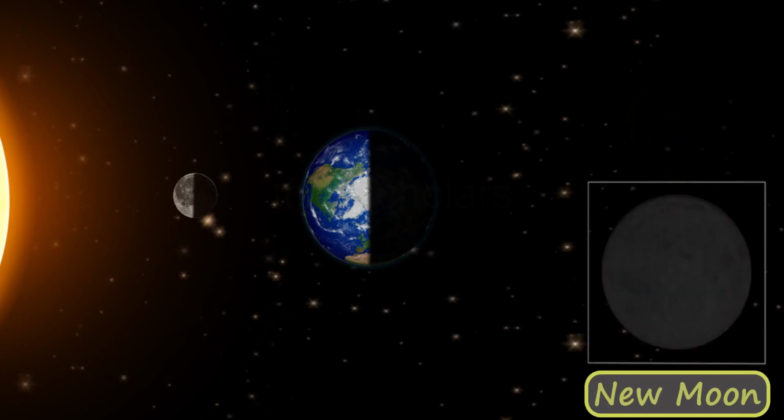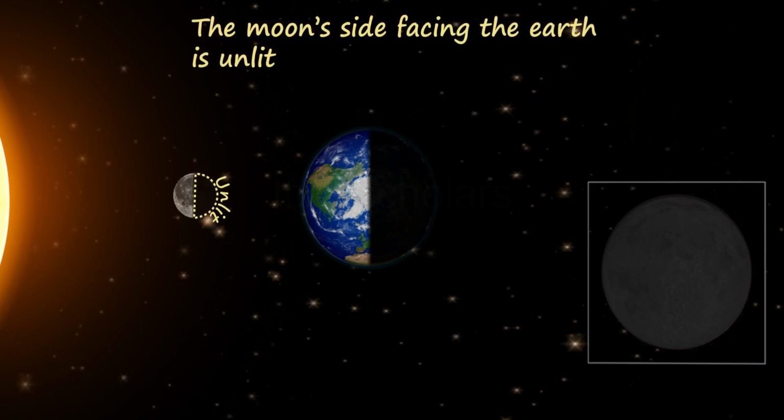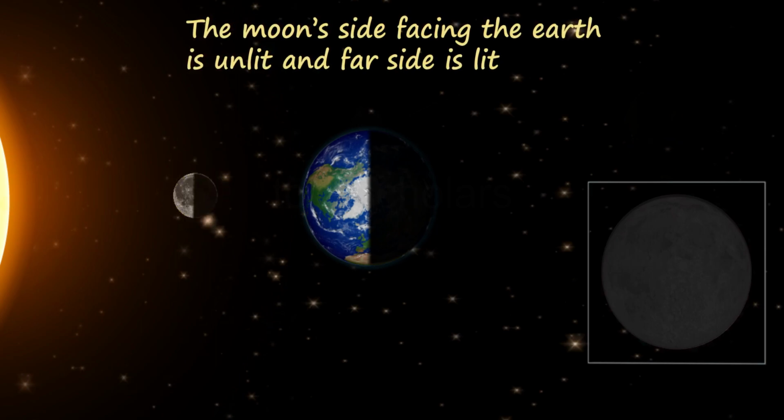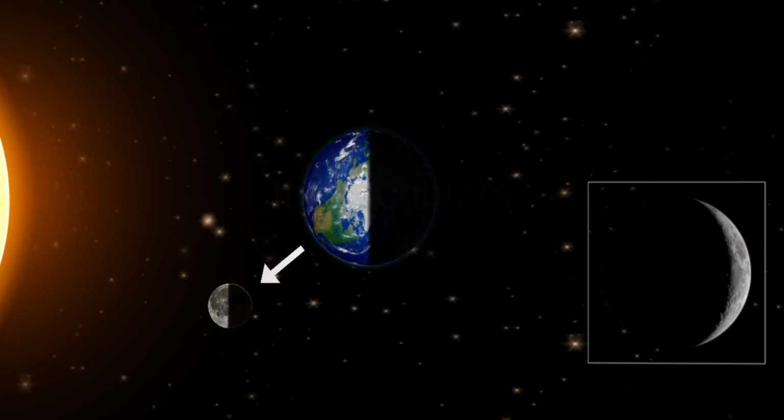It is a new moon or a no moon day on Earth because we are looking at the unlit part of the moon. The moon's part which is facing the Earth is unlit and the other part is lit. Then a few days later, the moon comes to a new position.